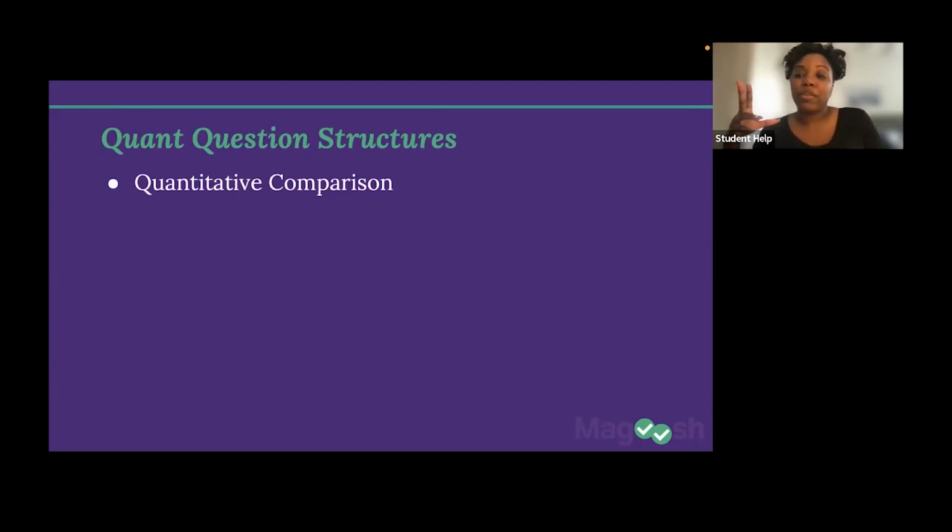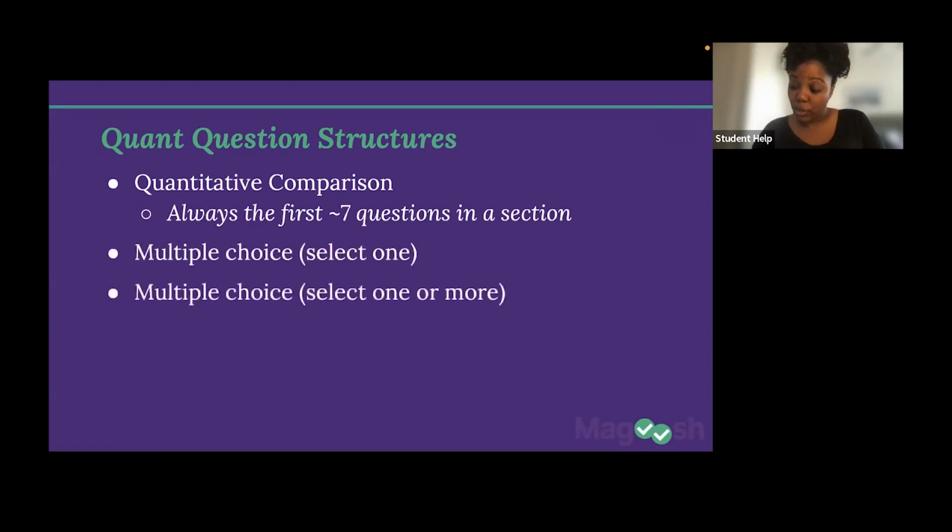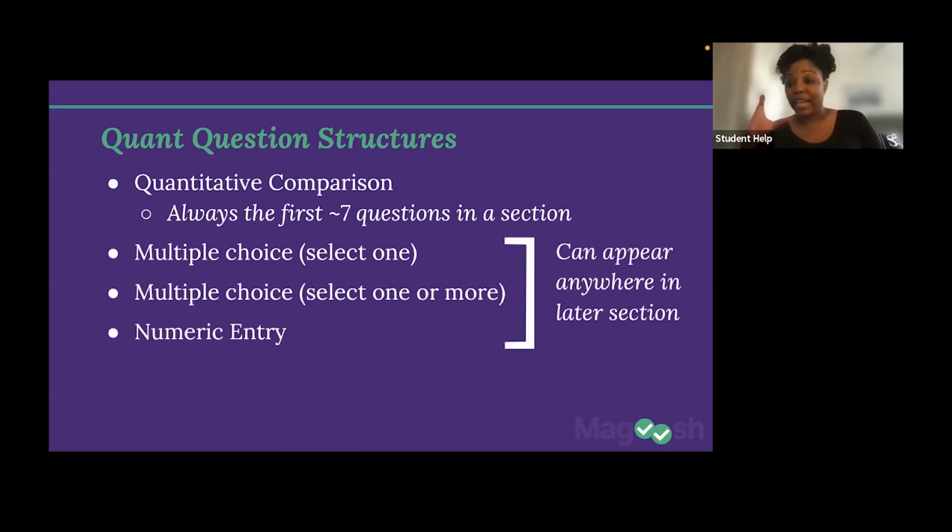So you probably remember this from the practice test for those of you who took it, or the real GRE for those of you who have already taken it, or lesson 1 because we talked about it then. In general, the structure for the GRE is going to be quantitative comparison. It's always going to be the first about 7 questions in a section. And then you'll have your multiple choice, select one or more, and numeric entry, and all of these can appear in any order in that specific section.